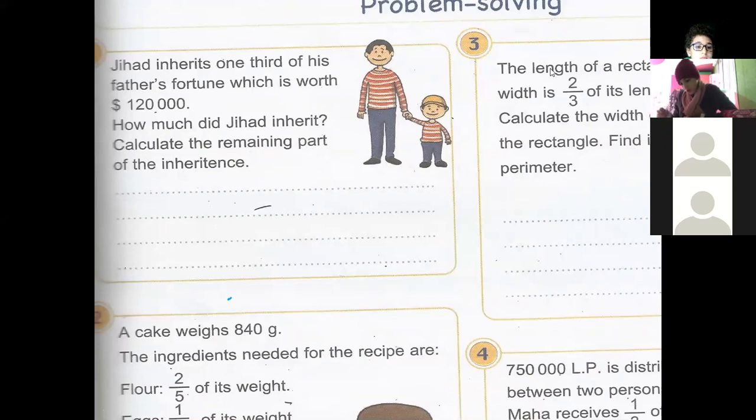Right, now we will start doing problems on page 89. Hassan Jaber, please start reading problem 1. Jihad inherits 1/3 of his father.